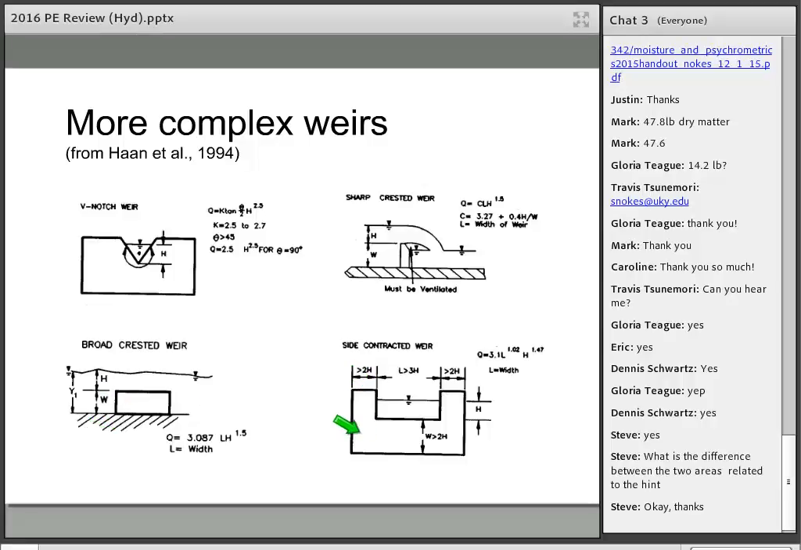Side contracted weir, by this we mean the flow upstream is all the way out to the far edges. The weir itself is narrower, so that you've got flow that will kind of pile up and has to go through it. That has a different equation as well. And this is all from Hahn, Barfield, and Warner.